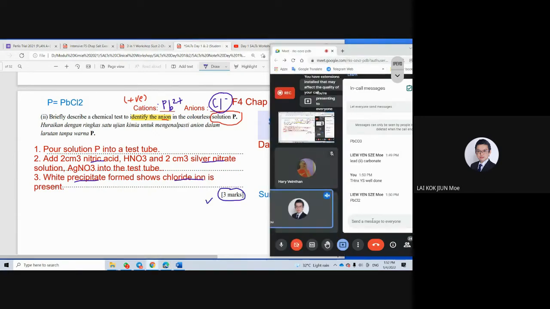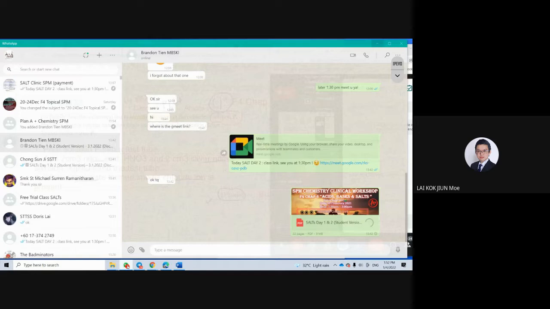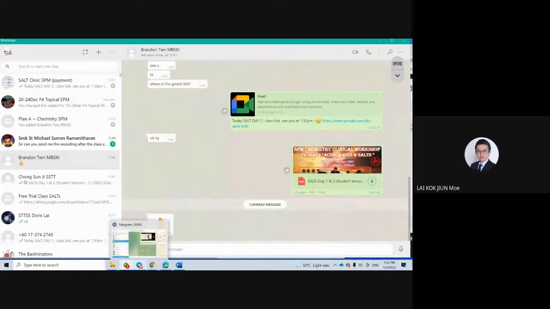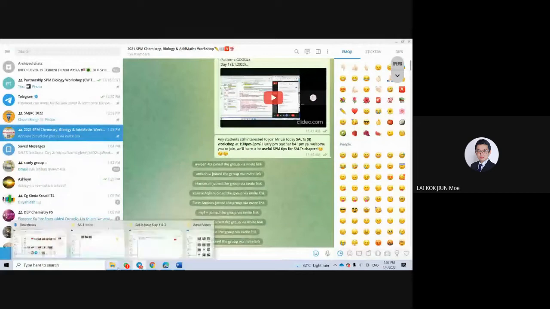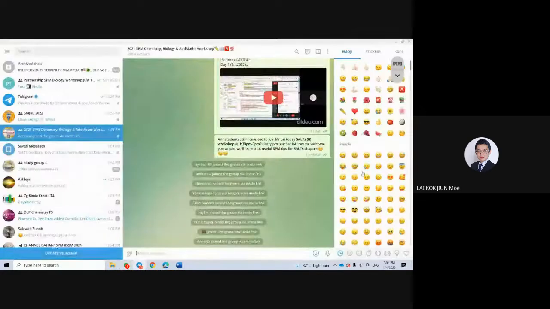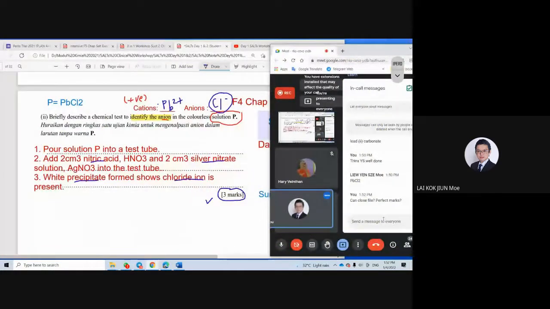Can close the file? Perfect marks, Yanxi. How about the others? If you don't agree, objection, you can type -1. When you type -1, Mr. Lai knows you do not agree with our answer. If you agree, you type +1. -1, you are angry. Okay, fine. Okay, 0, you are still blur.